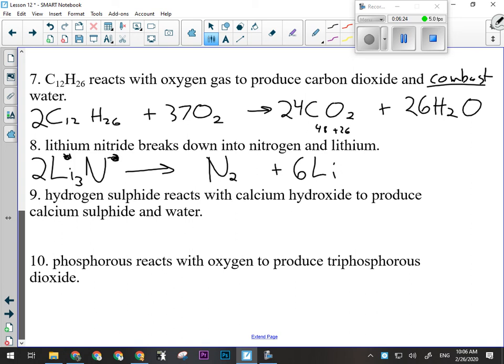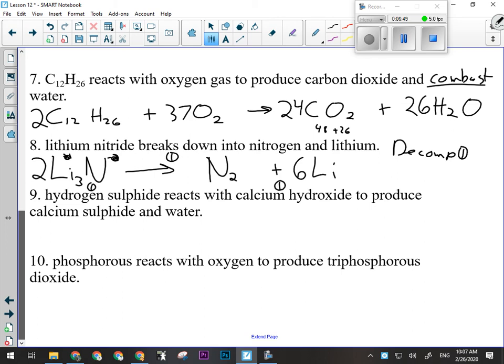Now in terms of marks, here's where the marks get distributed if you were doing this on a quiz or a test. You would get 1 mark for your reactants. You would get 1 mark for your products. You would get 1 mark for saying what kind of reaction this is. Decomposition. And you would get 1 mark for having it balanced correctly.